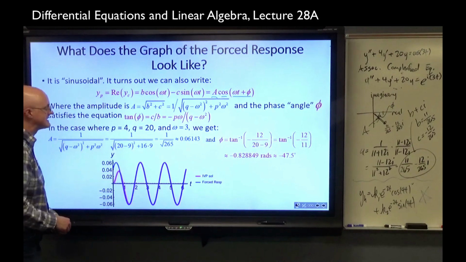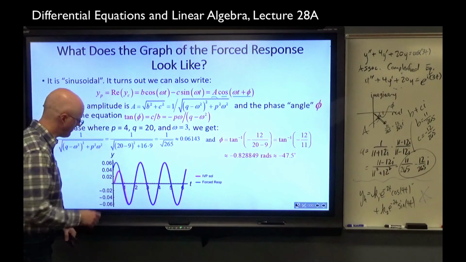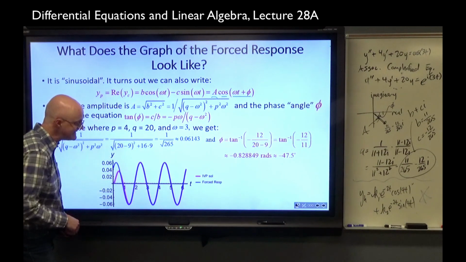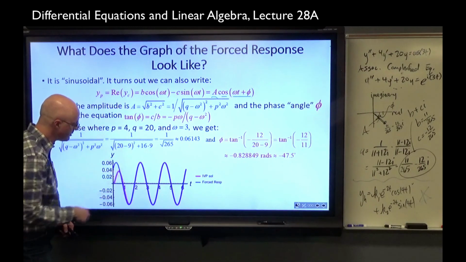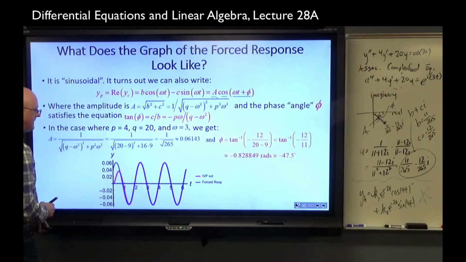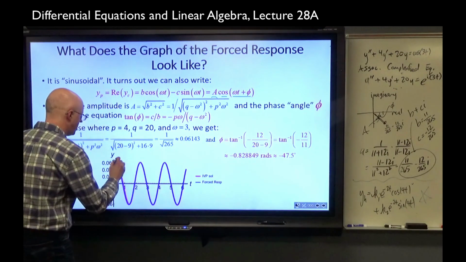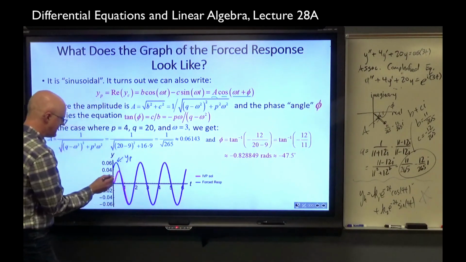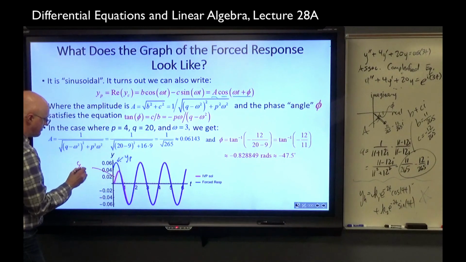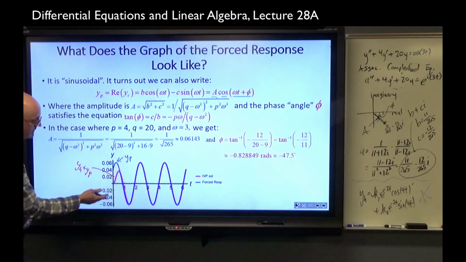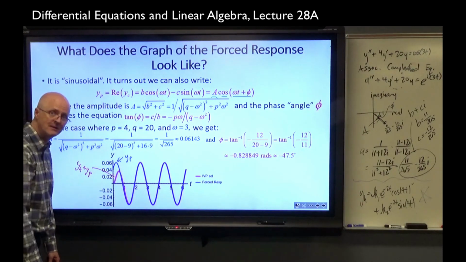Here's the graph, actually a couple graphs. The pink graph is the graph of the solution of our initial value problem with initial condition y of 0 equals 0 and y prime of 0 is 0. It goes through the origin and it has a slope of 0 at time 0. It's approaching the blue graph. The blue graph is this steady state solution. It's the yp. So blue is yp and pink is yh plus yp. But yh, the transient, is going away. It's going to 0, so these two graphs approach each other.